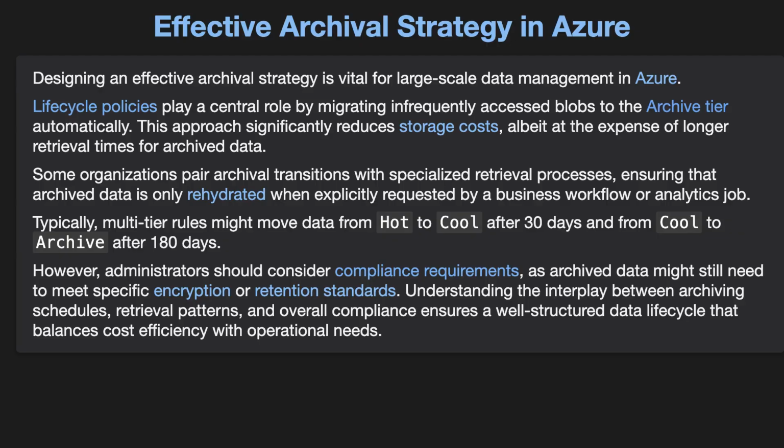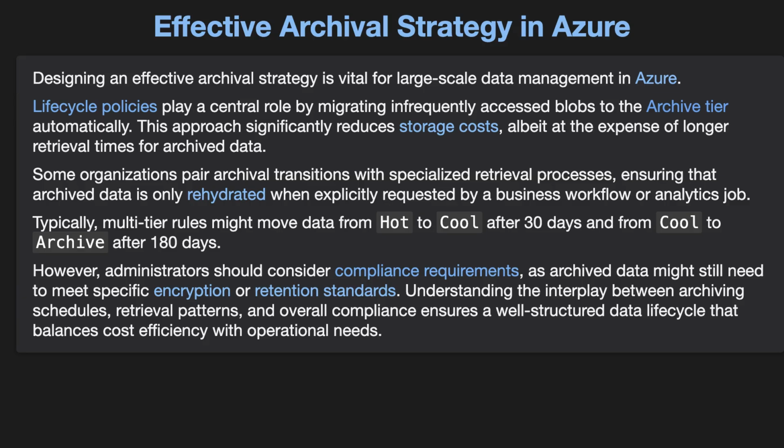Designing an effective archival strategy is vital for large-scale data management in Azure. Lifecycle policies play a central role by migrating infrequently accessed blobs to the archive tier automatically. This approach significantly reduces storage costs, albeit at the expense of longer retrieval times for archive data. Some organizations pair archival transitions with specialized retrieval processes, ensuring that archive data is only rehydrated when explicitly requested by a business workflow or analytics job.